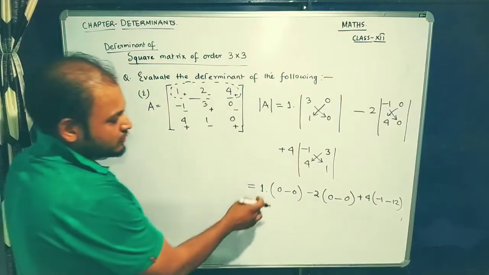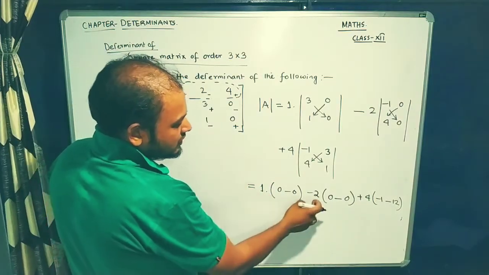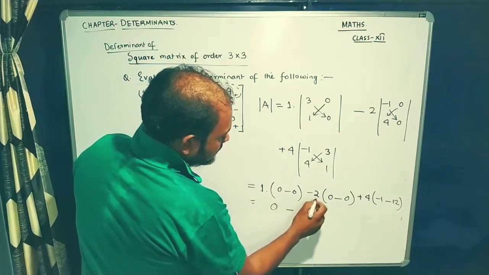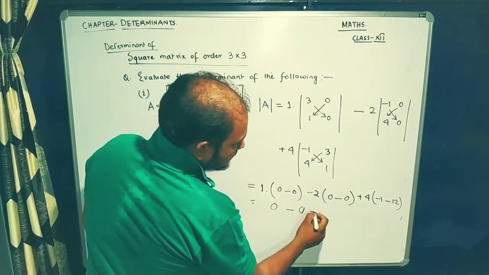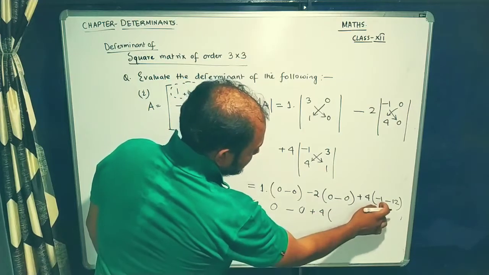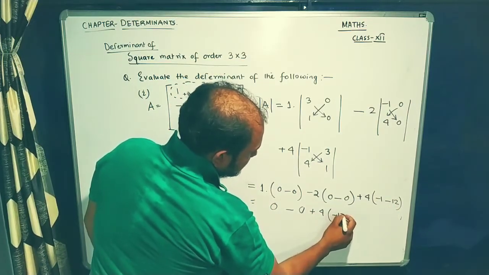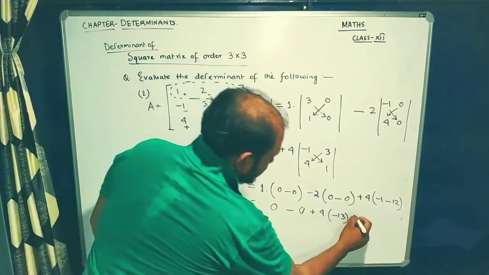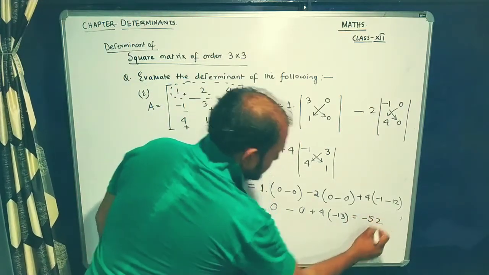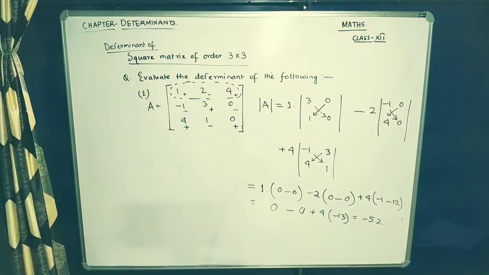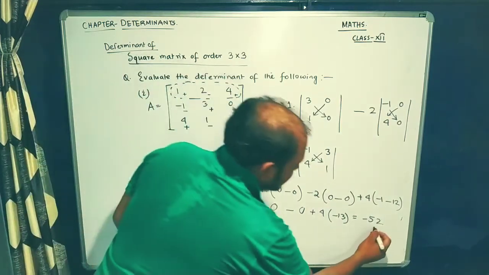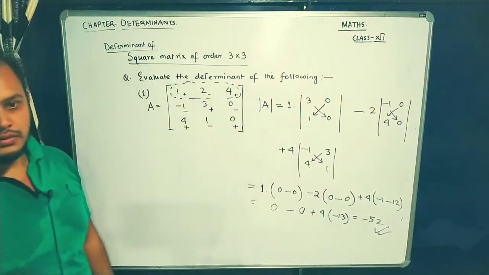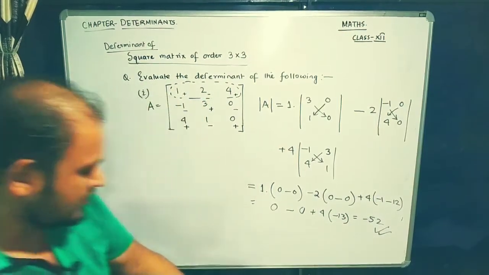Okay, so here we see that 1 into 0 is 0, then minus 2 into 0 is 0. So here this is 0, then plus 4 into minus 1 and minus 12 is minus 13. So we see that it is 4 into minus 13 becomes minus 52. Okay, so we see that the determinant of this given matrix is minus 52. Okay, let's try to solve another example.